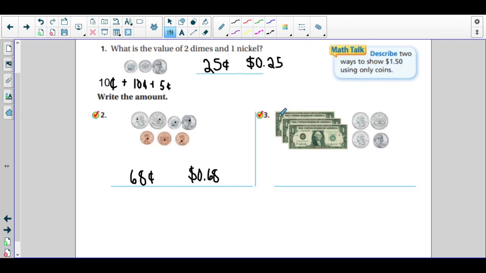Okay, let's take a look here. We've got $1, $2, $3, and then 25, 50, 75, and 80. So right here, $3.80.